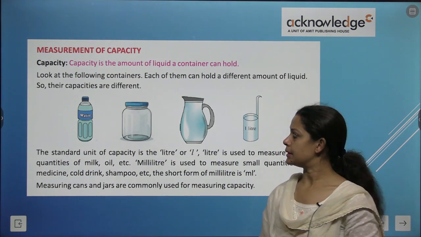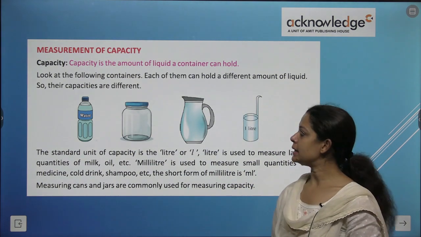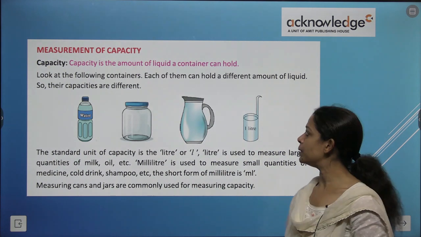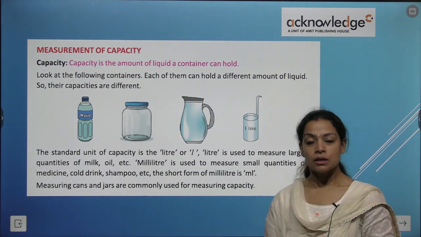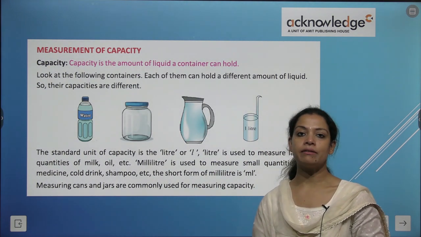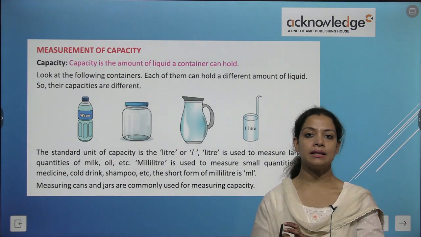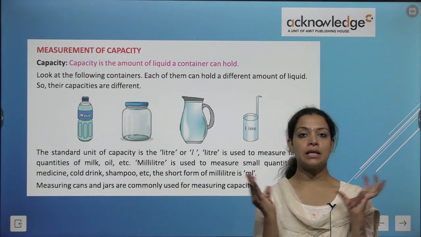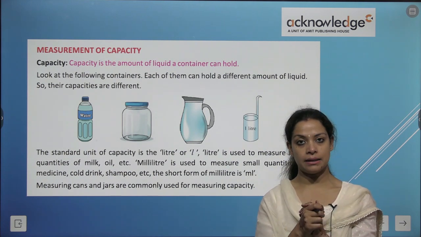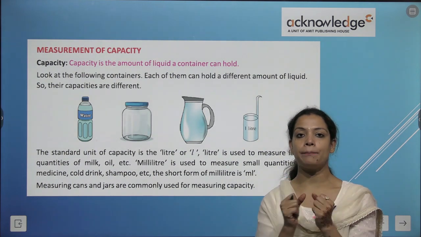Measurement of capacity. Capacity क्या होता है? It is the amount of liquid a container can hold. So since we all know that liquid का खुद का कोई shape या size नहीं होता है, so when it is poured in a container, it occupies the shape or volume of that container. So that is called the capacity.